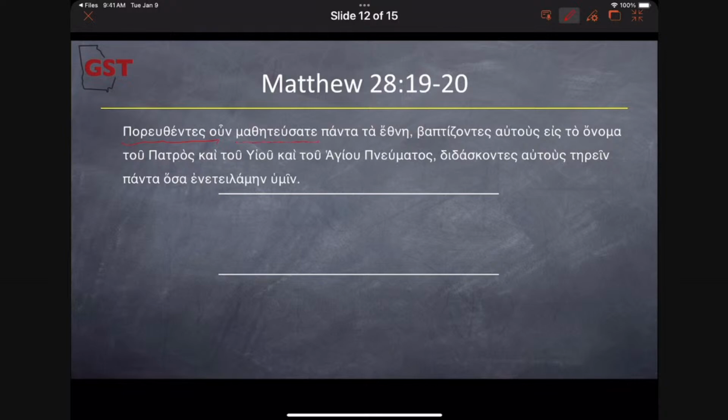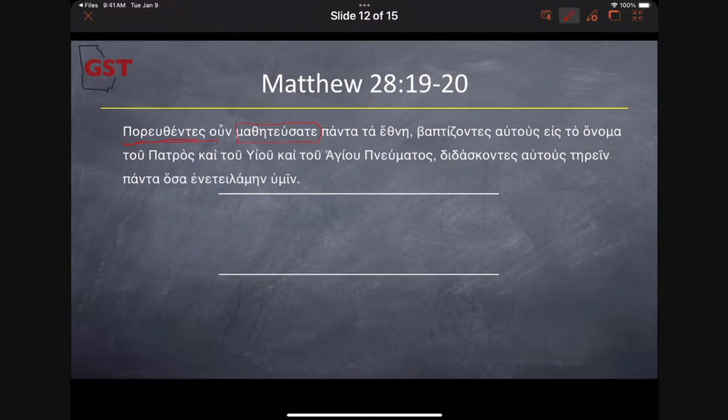By the way, I'll pull up the main verb so you can see it. It is right here: mathēteusate. Which anybody knows what mathēteusate? You know the verb. Make disciples. That's right. All right. So we're not going to spend much time on that. But one of the participles associated with that verb functioning adverbially is poreuthentes.